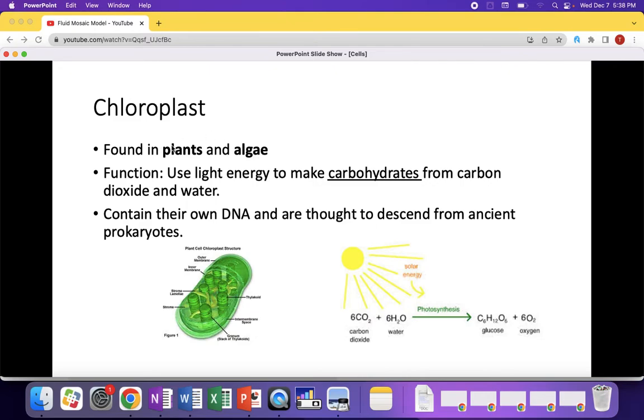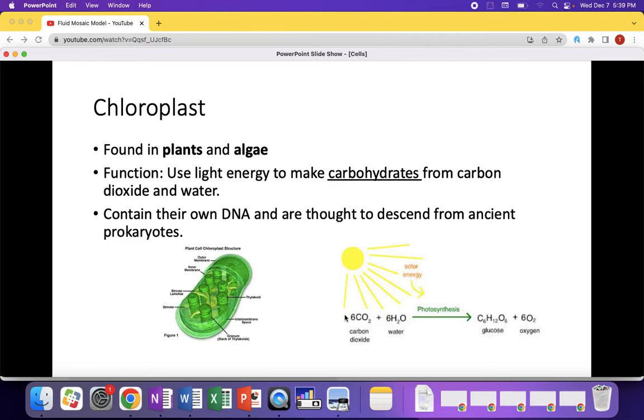Chloroplasts are found in plants and algae, and hopefully you've heard of them before. They use light energy to make carbohydrates from carbon dioxide and water, primarily plants. Can't say 100% plants, because there are some bacteria, algae that are able to photosynthesize, but very, very few. Chloroplasts contain their own DNA and are thought to descend from ancient prokaryotes as well. So think about that, the fact that both energy-making organelles are actually thought to have been previously prokaryotes, which kind of makes sense if they're able to make their own energy.